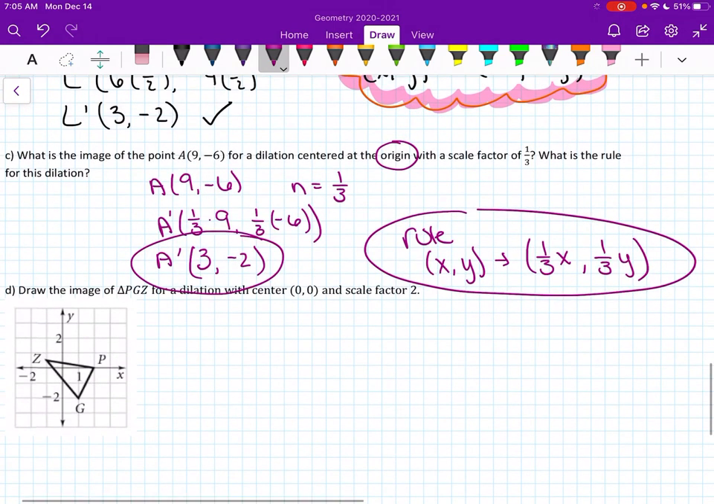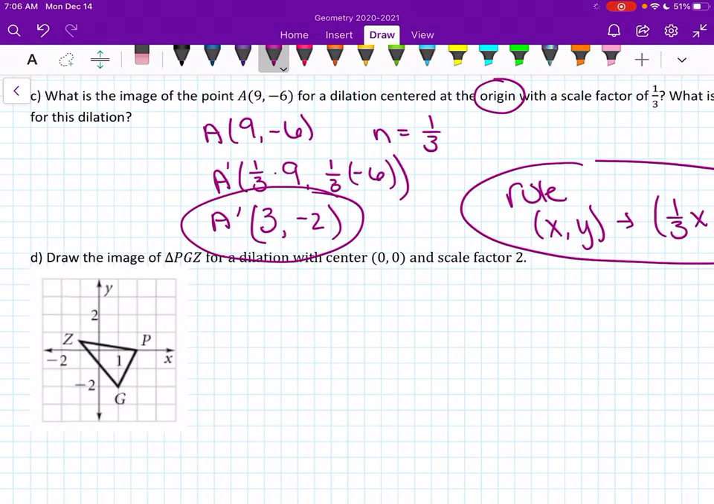All right, next. It says, draw the image of triangle PGZ for a dilation with center 0, 0 and a scale factor of 2. So since it's 2, which is greater than 1, we're going to be enlarging this. We're making it larger by a factor of 2. So what I like to do is think, okay, P has a distance from the origin of 2. If I make that twice as large, now it has a distance of 4. So P prime is here.